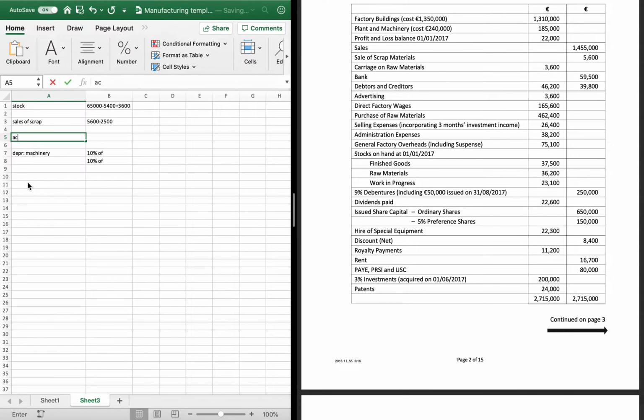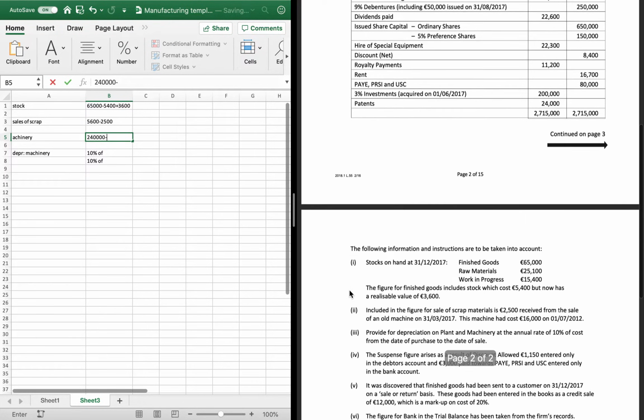So we've got machinery started off at 240 minus the old machinery. Normally it could be a trade in, but it's not in these ones generally. So we're taking away this old machine that cost 16,000. You hadn't bought any new machine. So that goes down to 240 minus 16, which is 224.